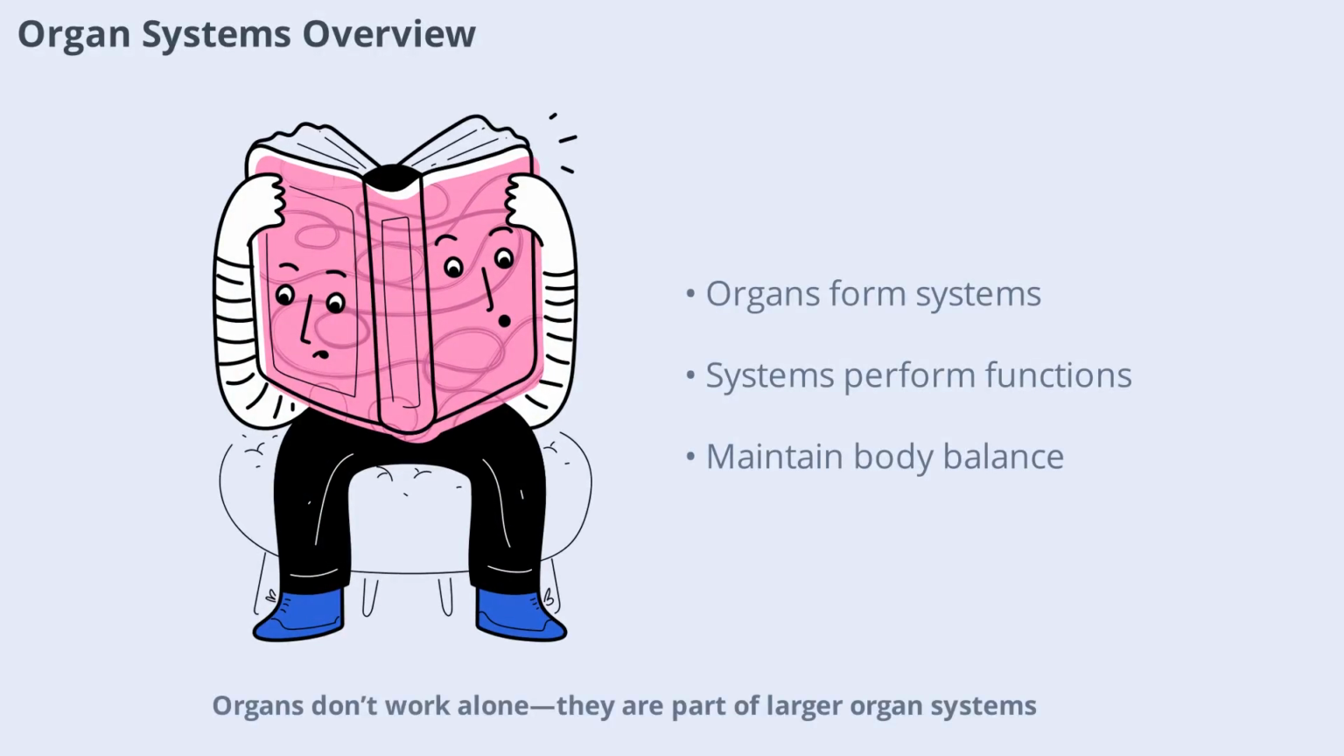Organs don't work alone, they are part of larger organ systems. Each system is a group of organs that collaborate to perform major functions. For instance, the digestive system processes food, while the respiratory system manages breathing. By working together, these systems maintain balance and health throughout the body. Understanding organ systems is key to grasping how our bodies function as a whole.